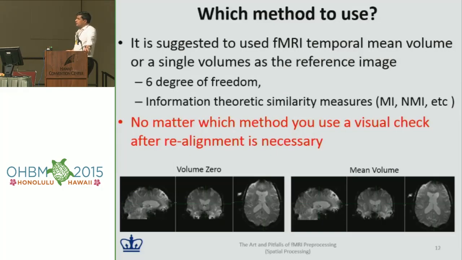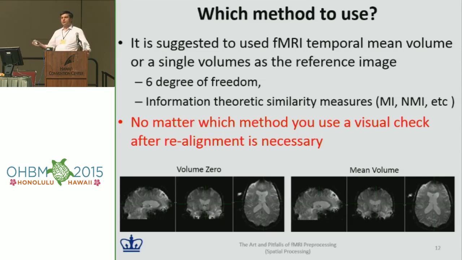It is suggested to use the fMRI temporal mean volume or a single volume as a reference image. If you want to be savvy in the realignment, you can first do a very raw realignment with the middle volume, inspect your frame-wise displacement, and see in what area you have almost no movement, where the subject has less motion. Then select those areas and average those volumes, and that would be your reference volume.